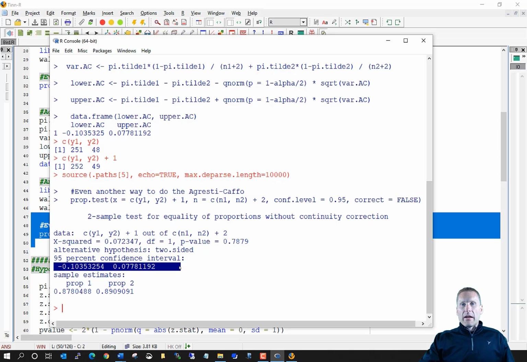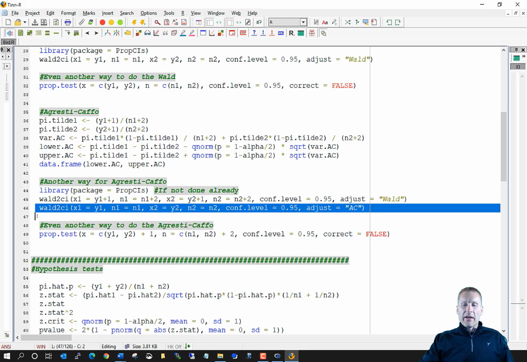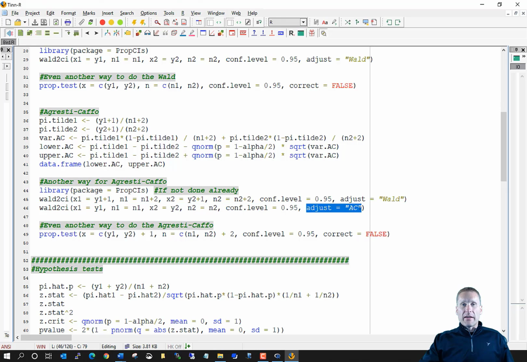As you might imagine, you could use prop.test to do a hypothesis test, but let me warn you that you should not use this particular output based upon this adjusted data to do the hypothesis test, because we actually don't want to use the adjustment when we use a test statistic or a p-value. And lastly, if you want to look at another method, you can use the prop.ci package I briefly mentioned before, and this wald2ci with adjust equal AC for Agresti-Caffo will give you the correct answer. Okay, let me head back to the notes.